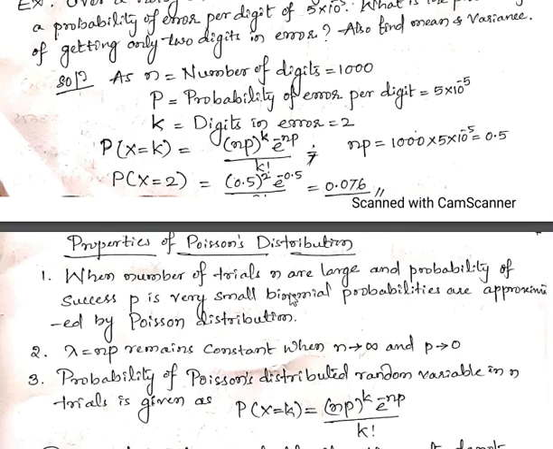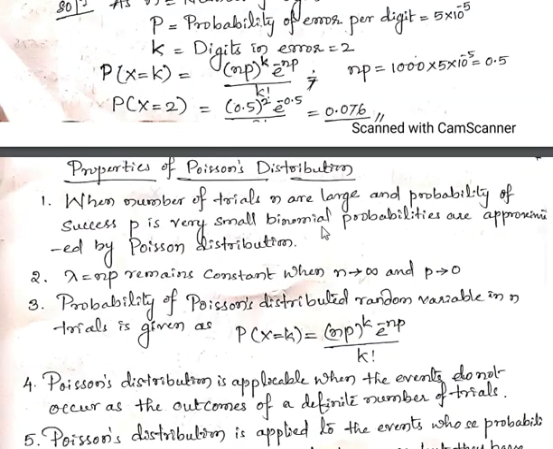Then the properties of this Poisson's distribution are: when the number of trials n is large, and the probability of success p is very small, binomial probabilities are approximated by Poisson's distribution. Here we use lambda equal to n into p, which remains constant when n tends to infinity and p is almost 0. And the probability of Poisson's distribution is given by this formula.